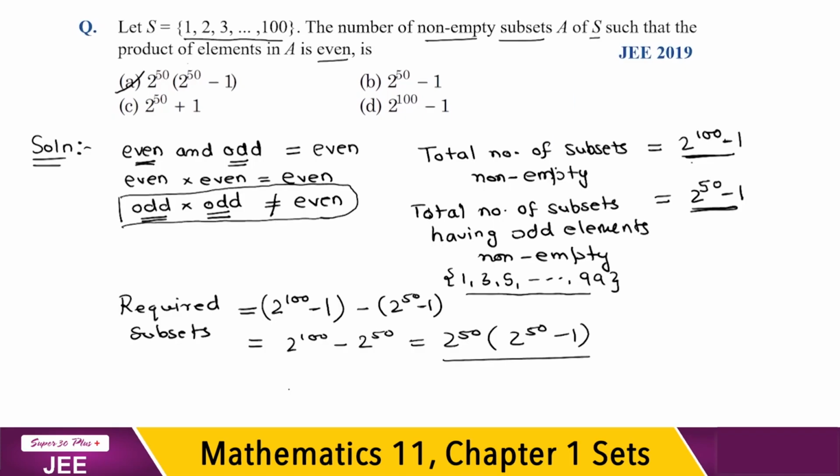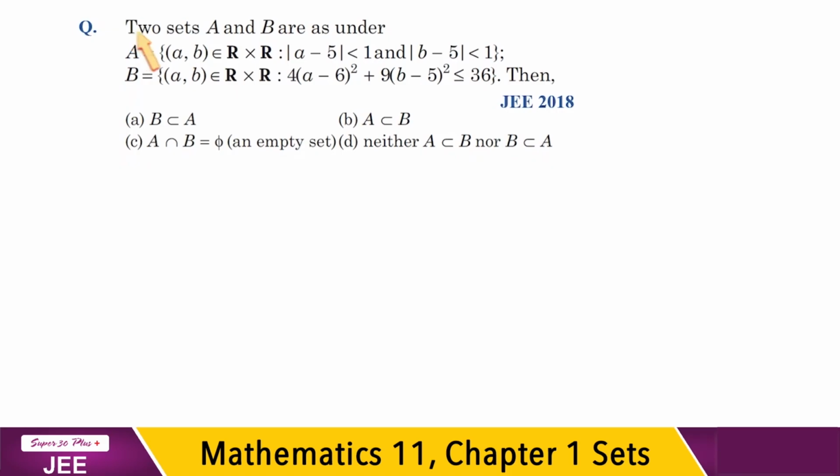Let's move further. So the next question says two sets A and B are as under. This is set A satisfying this, and this is set B. And we have been asked which set is a subset of the other set, or is there any relation between set A and set B. So let's begin with the solution part of this question.